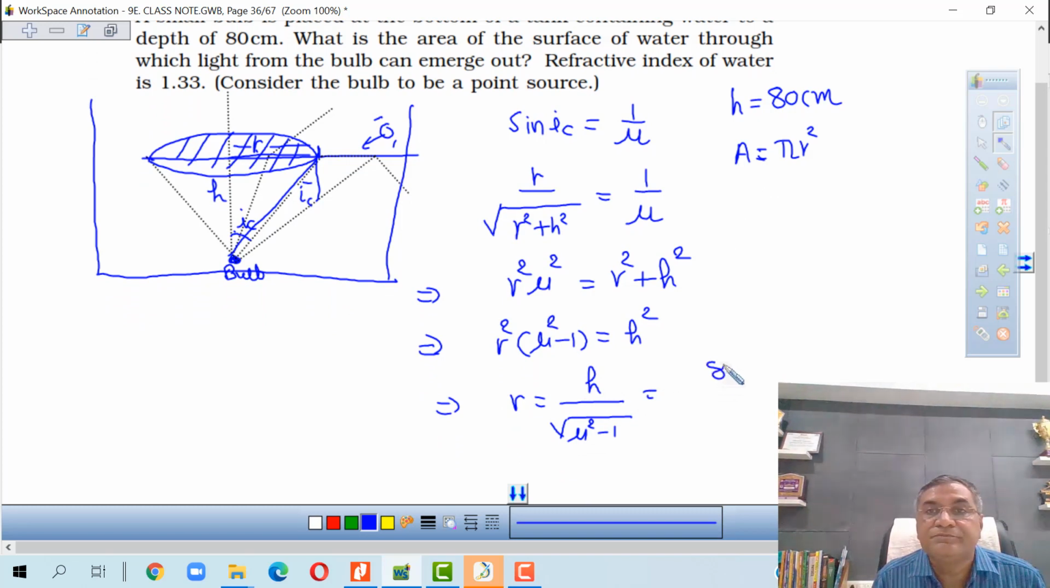This is 80 upon root of, 1.33 means 4 by 3, squared, minus 1. So you can calculate R, and once you know R, we can calculate the area. So now it is left to you.